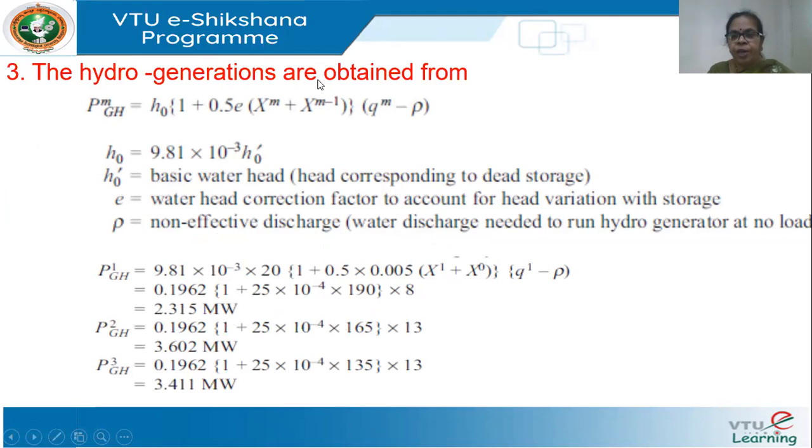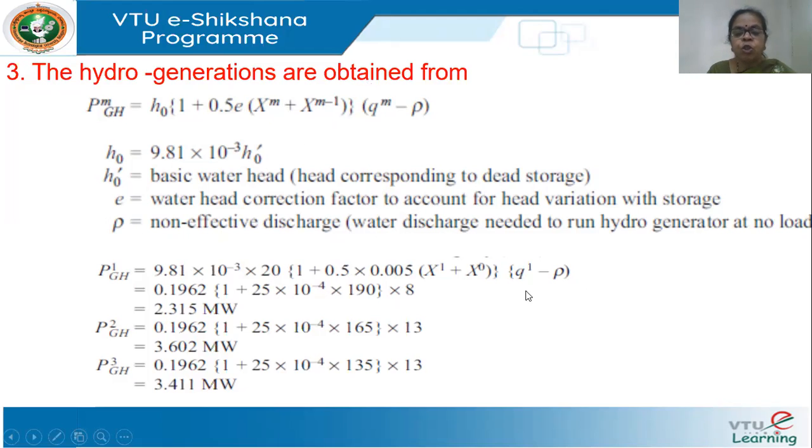Next, I obtain the hydro generations. So this is the equation for the hydro generation. I have put it again for your clarity. PGH equals 9.81 into 10 to the power of minus 3, H0 prime, where this is the basic head, times the bracket with X plus XM plus XM minus 1, into QM minus rho. So now let us see, using this equation, how I calculate the generations for all the three sub intervals. PGH of 1 is 9.81 into 10 to the power of minus 3, and the head is given to be 20, into 1 plus 0.5 into 0.005. The correction factor is given to be 0.005. This is a part of the data given to you, and M is 1, so I'll have X1 plus X0 into Q1 minus rho.